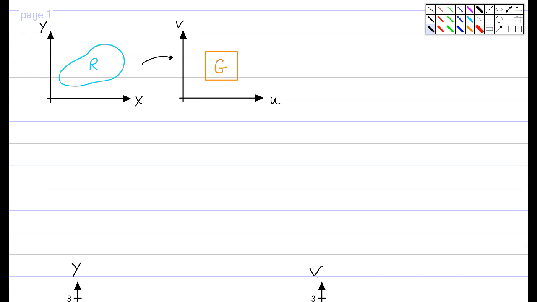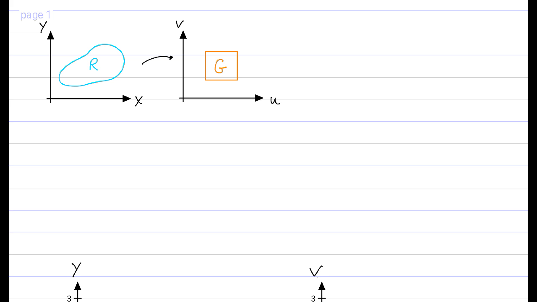Hello everyone. Today we're going to learn in multivariable calculus how to do the equivalent of u substitutions that you know from single variable calculus. How to do the equivalent of that in multivariable calculus. Okay, what is the idea?